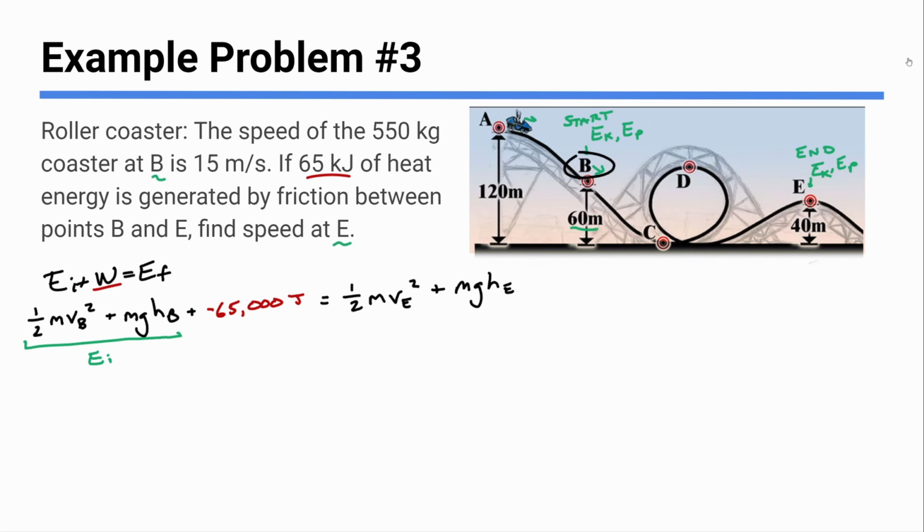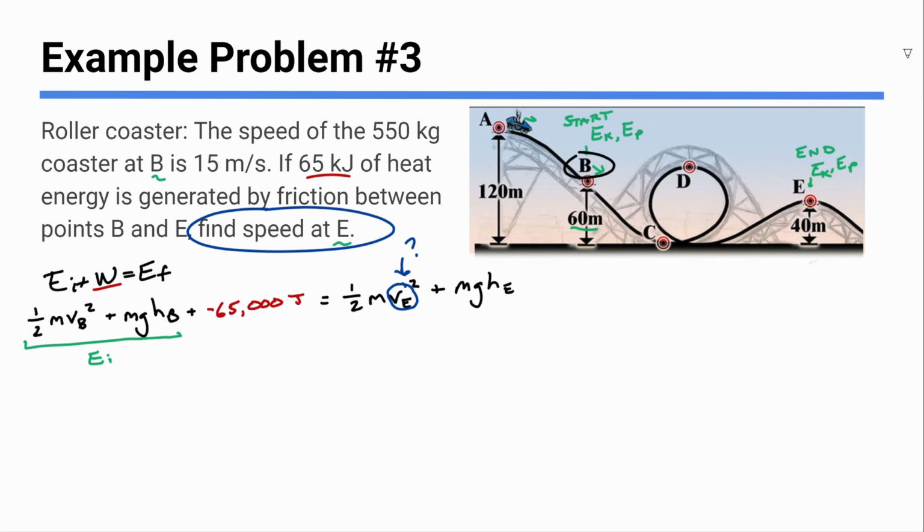Okay, and I always want to think about what I'm doing and why I'm doing it. Well, the point of this is to find the speed at E. So this is my unknown. I'm trying to solve for this variable. I think I do know every other variable, so I really just have to do some algebra now, move this stuff around. Okay.